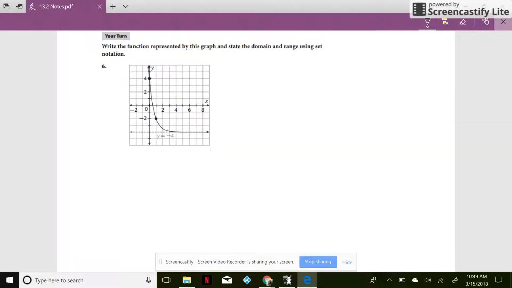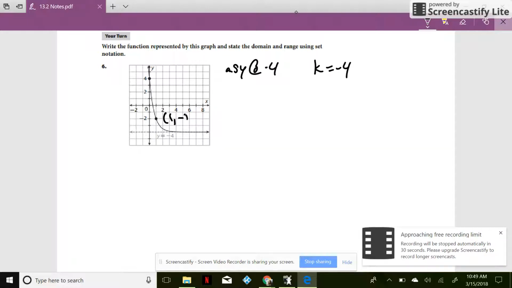So trying another one, we've got the asymptote at -4, so that means our k value is -4. The point closest to the asymptote is at 1, -2, so that means our h value is going to be +1.